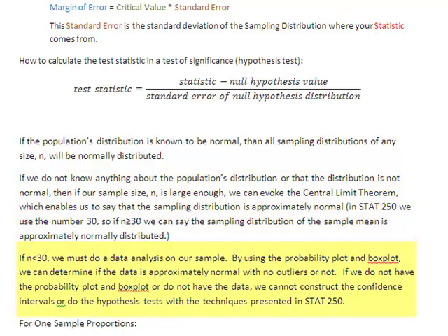Now, if n is less than 30, we must use data analysis on our sample. That is, we can use a probability plot and a box plot. We can determine if there are any major deviations from normality, that's the probability plot, with no outliers, and the box plot is great for showing outliers. If we do not have the probability and box plot, or do not have the data, we cannot construct the confidence intervals or do the hypothesis test with the techniques presented in Stat 250.